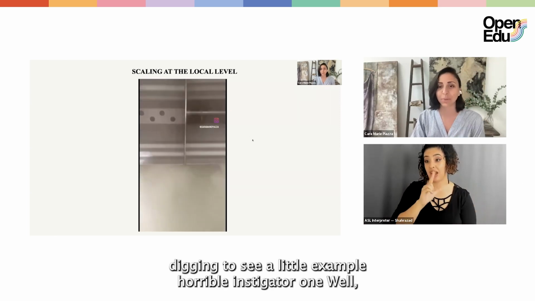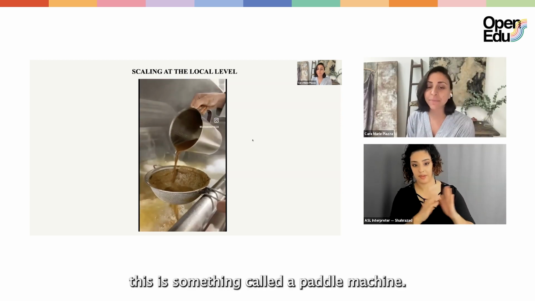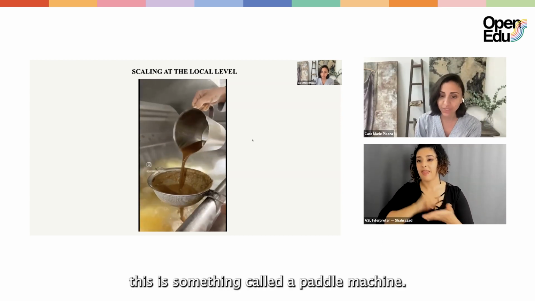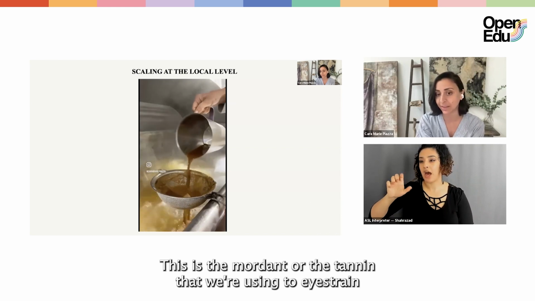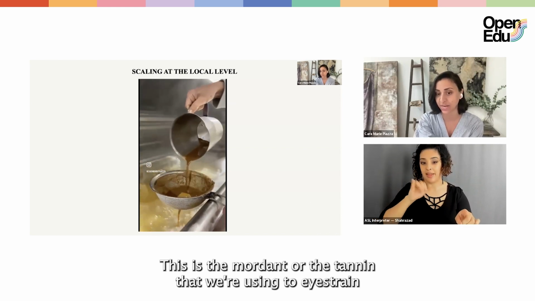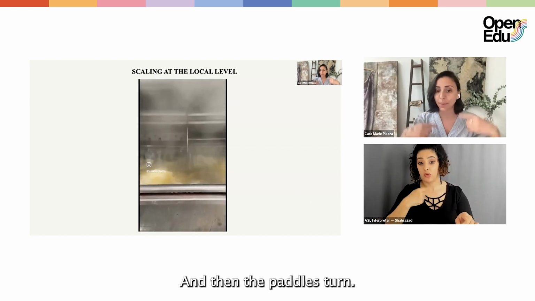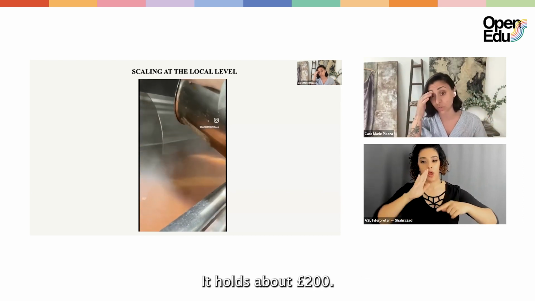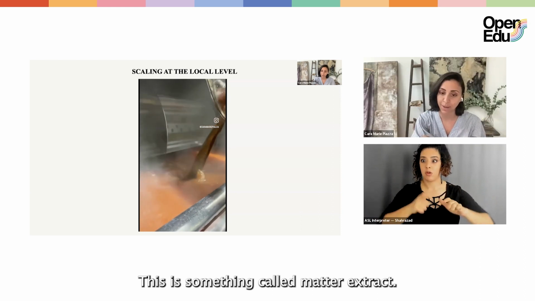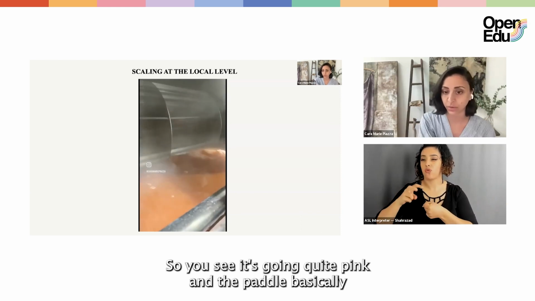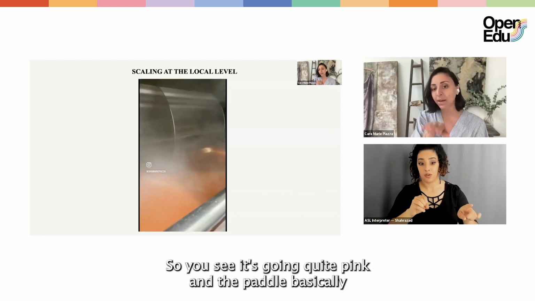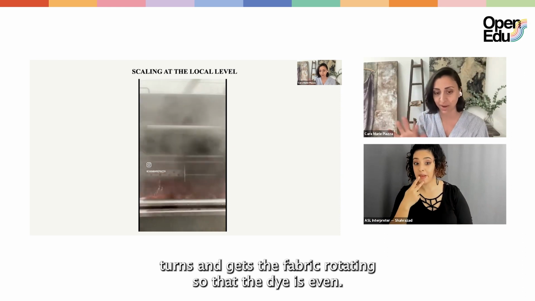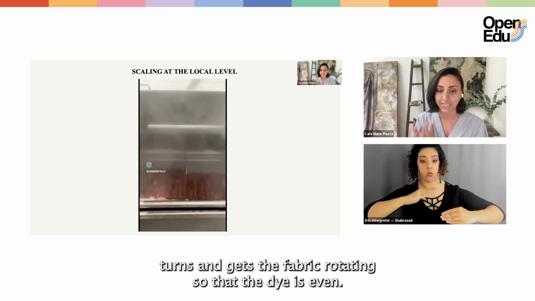Sorry for the little Instagram logo. This is something called a paddle machine. This is the mordant or the tannin that we're using. I strain it so it doesn't get clumpy. And then the paddles turn the dye. This machine is actually very large. It holds about 200 pounds. This is something called madder extract. So you see it's going quite pink. And the paddle basically turns and gets the fabric rotating so that the dye is even.